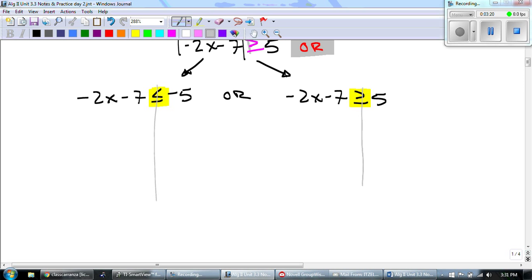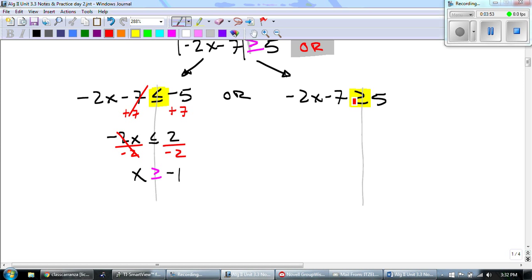So we're going to draw our line down the middle, and we add 7 to both sides. We get -2x is less than or equal to -5 plus 7 is 2. And then I divide by -2. When I divide by a negative, I have to flip the sign, and then we get -1.